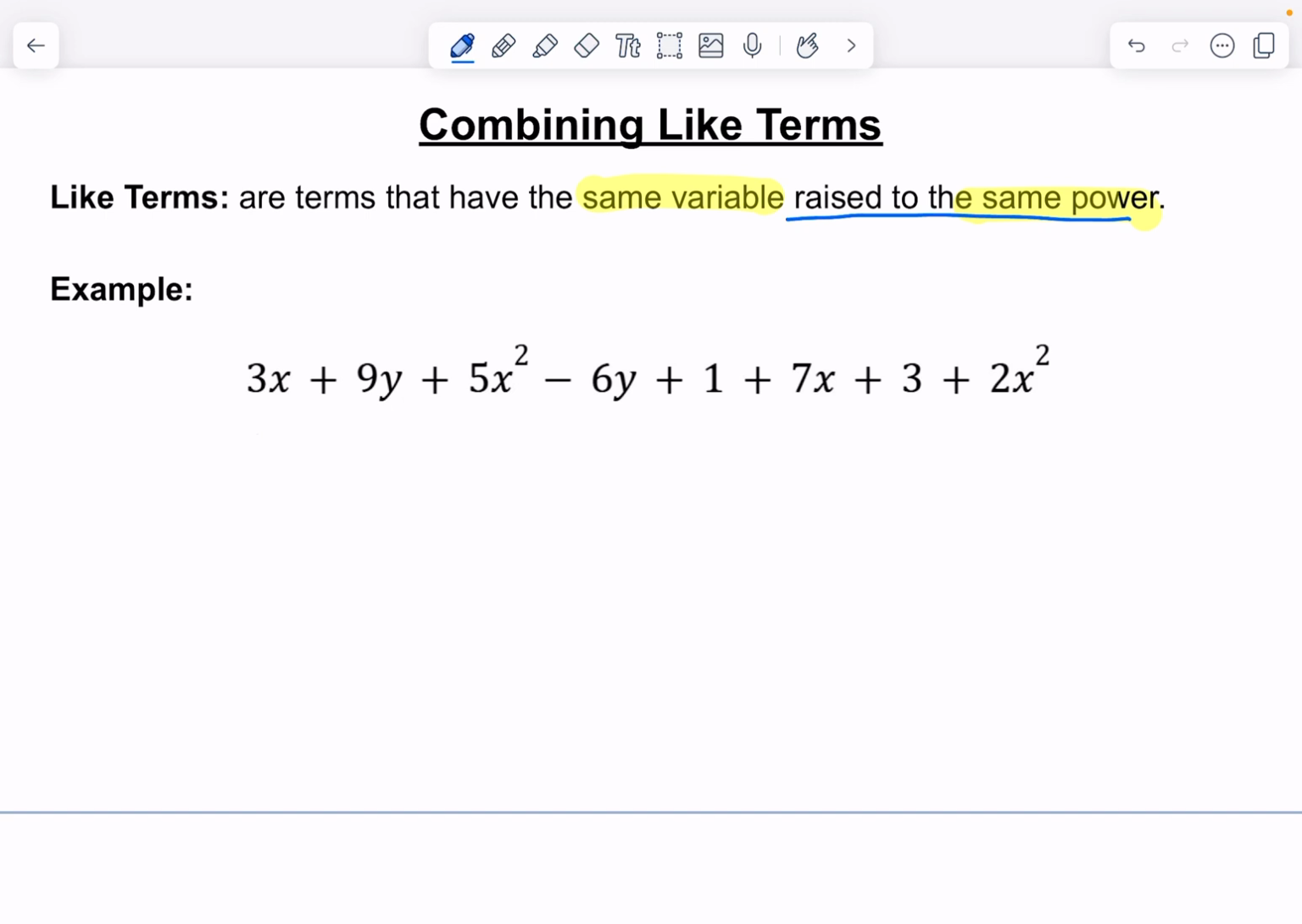So think of it like x's go with x's, y's go with y's, x squares go with x squares, and regular numbers go with regular numbers. A real good visual to see what goes with what is you can make little shapes around the ones that are the same. So I'm going to put x's around all the terms that have just an x. And you're going to include the sign in front of it. Okay, so that plus 7x means that's a positive 7x.